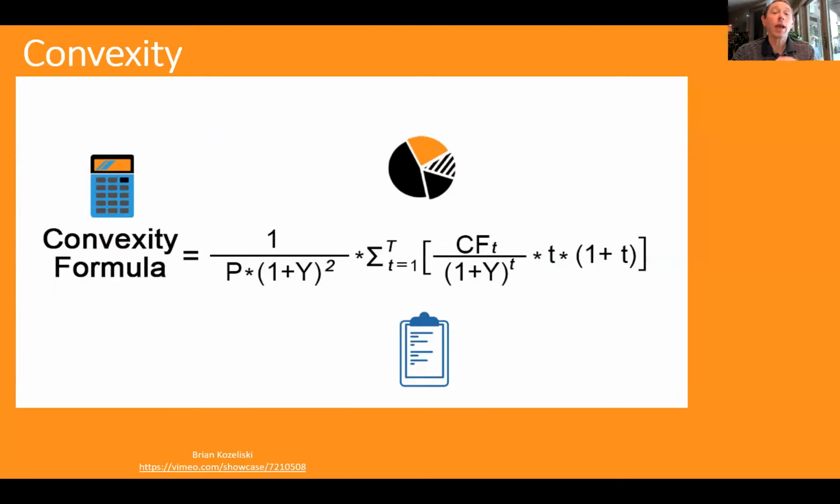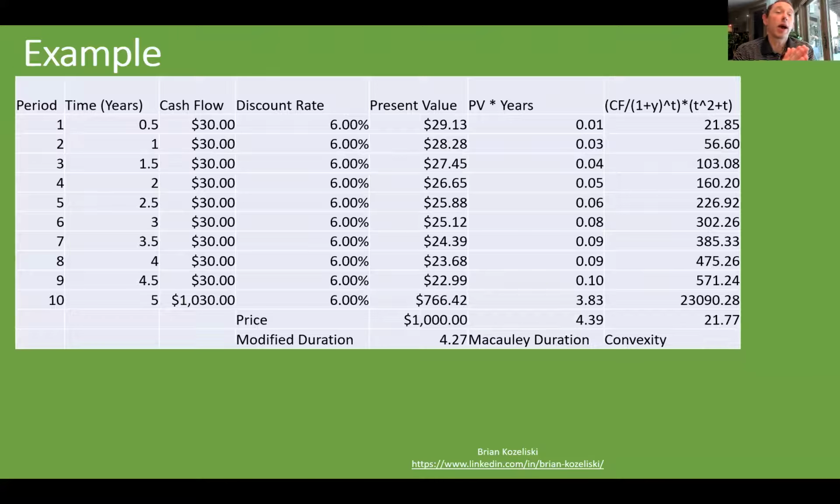Now, the actual formula for convexity is this. Feel free to pause if you need to. We're not going to go through the actual calculation. I'm just going to show you the numbers I came up with. So let's go ahead and look at that. Here we are. We have the duration and everything like that. If you go all the way over to the far right column, you'll see this convexity number here, 21.77. So that's convexity. Now the question, of course, is what do we do with this number?